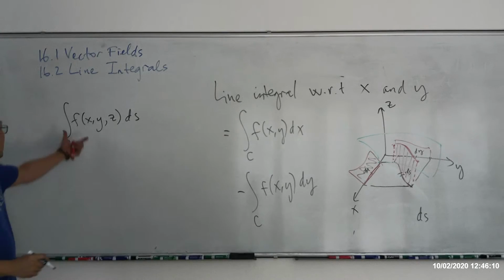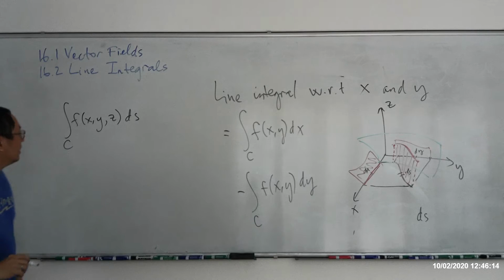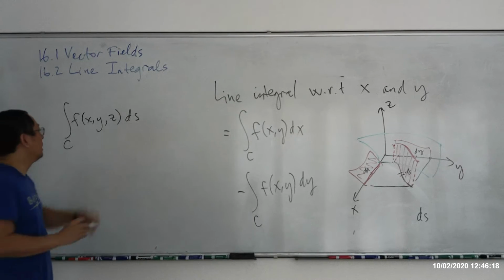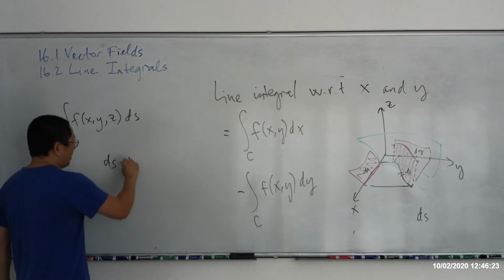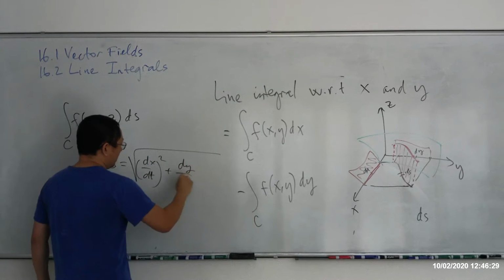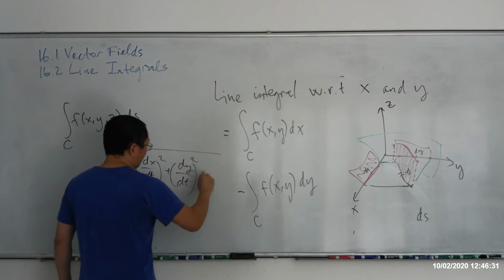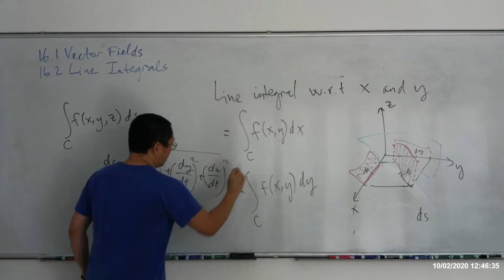I cannot draw anymore because function f is now in three-dimensional space, and then ds is now a curve in three-dimensional space. Okay, and then what? ds is very similar to the one before, but now you have one more variable, so it is the square root of what? (dx/dt)^2 + (dy/dt)^2 + (dz/dt)^2 dt. Okay?